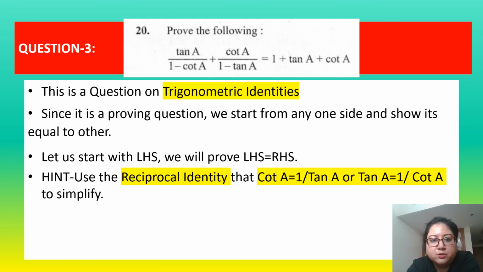So for that, we will use the concept of trigonometric identity. And since it is a proving question, we'll start from one side and show that it is equal to the other. So let's start the question with the left hand side, and we will prove here that both the sides will come out to be equal. In this, we will use the reciprocal identity of trigonometry, and we'll be using the formula tan A equal to 1 by cot A and cot A equal to 1 over tan A to simplify and reach our answer. So let's get started.